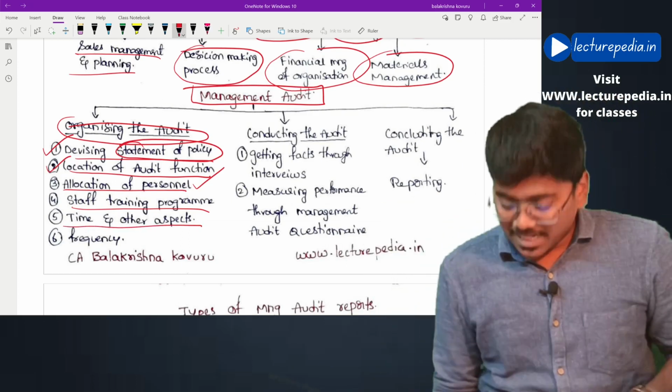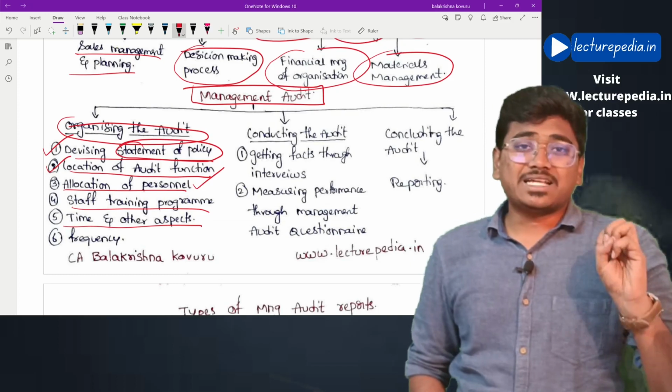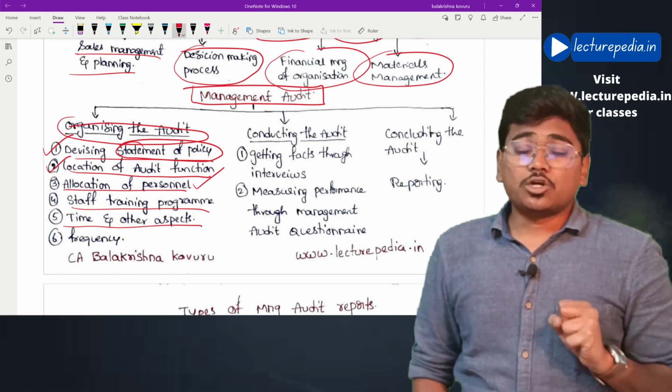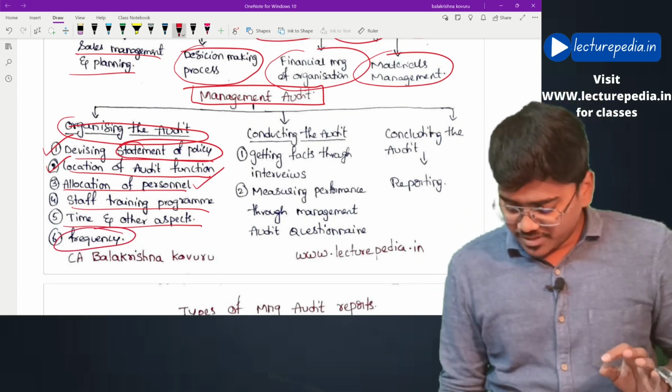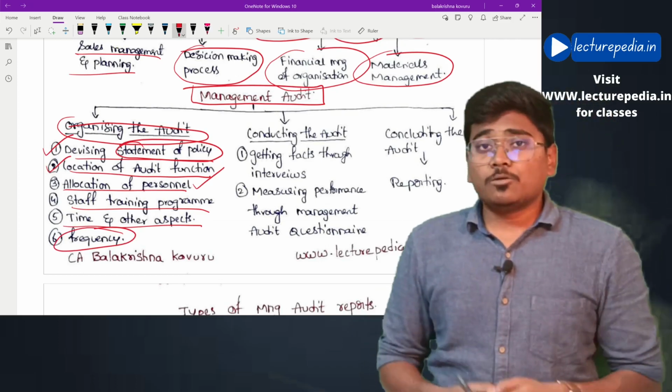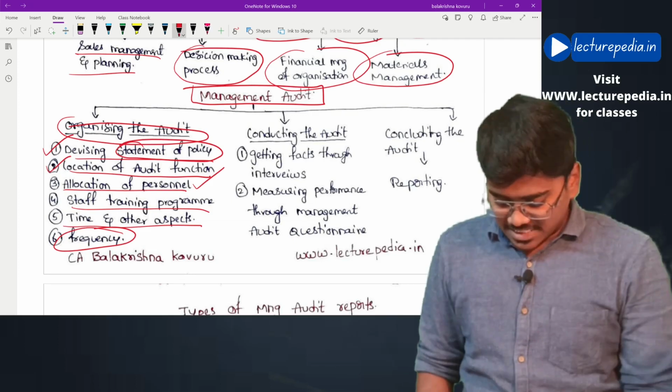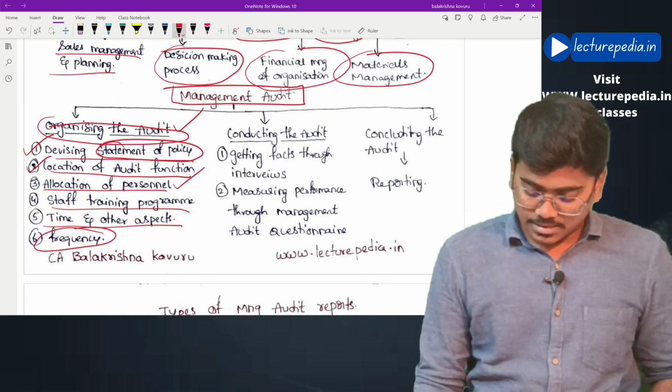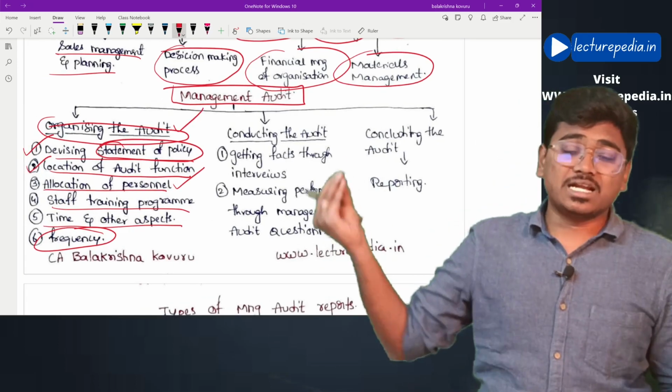And time and other aspects: what should be the time that has to be allocated for management audit and other aspects, and frequency, how many times a management audit has to be conducted, whether it is yearly or quarterly. That has to be decided in the first stage, organizing the audit.